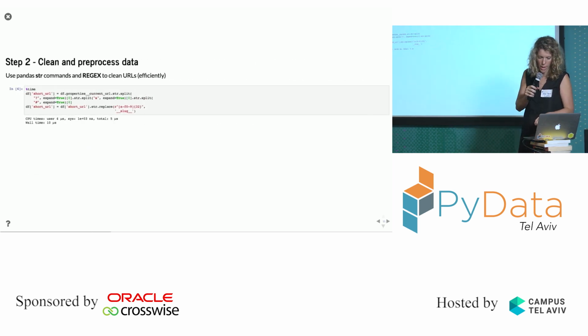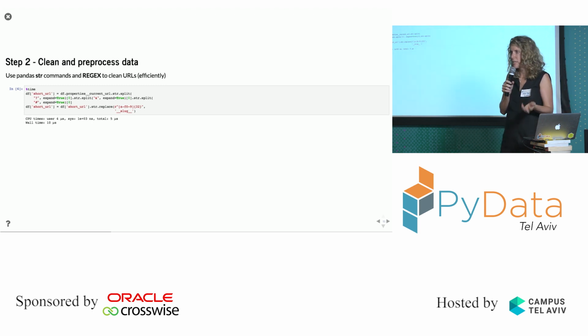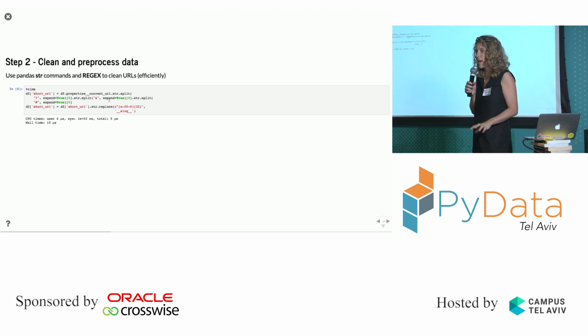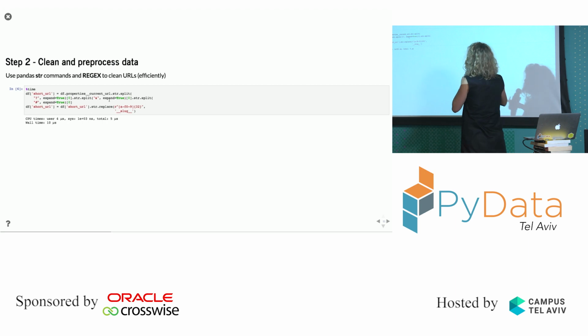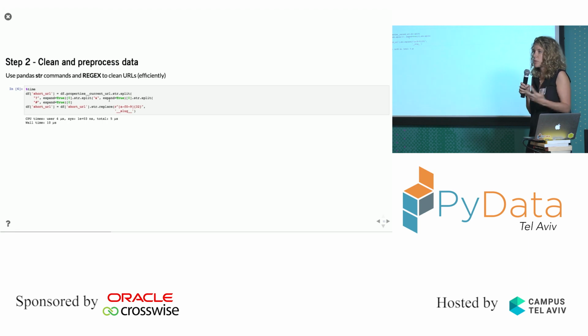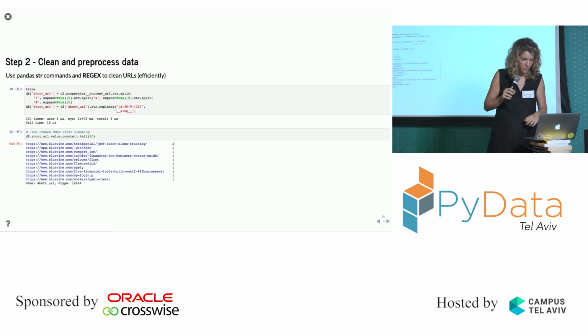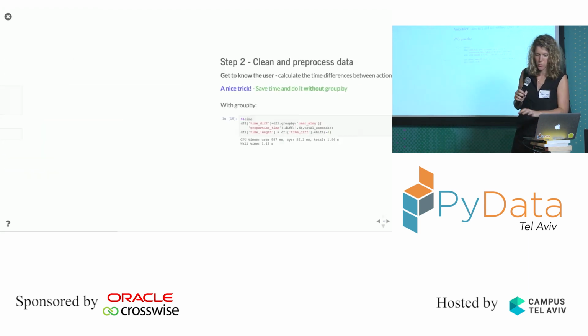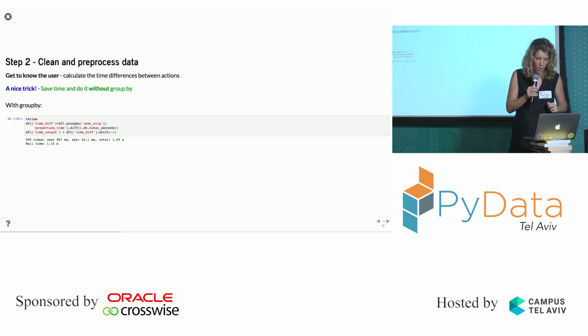So what did I do? I used these really nice, efficient Pandas string commands. They have all kinds of string commands like split and replace and all this stuff that you can see here. And also they have regex. So I used regex to clean, for example, the user slugs here. It's a really nice way to do it very efficiently on large data frames. And now you can see that the less common URLs are all nice and clean. So this was one of the steps I did in the cleaning.